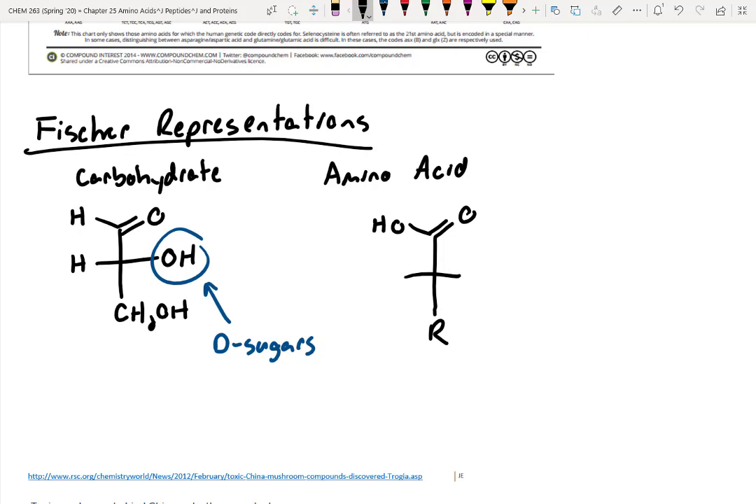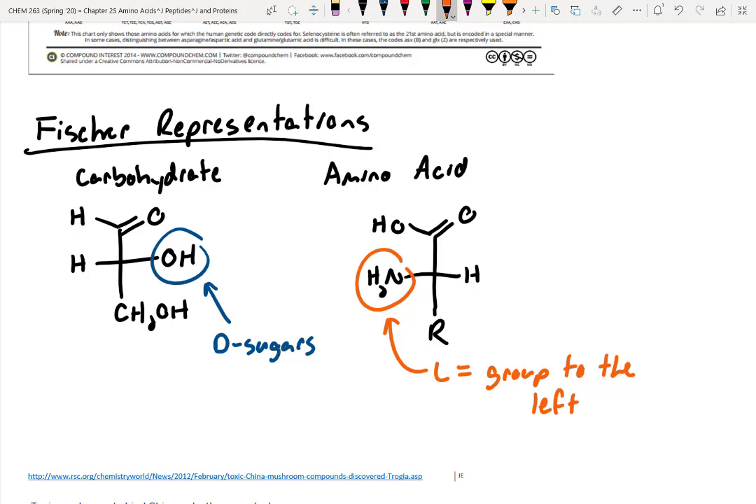And when we do this, we still need our amine, but this time it's going to be off to the left, not off to the right. And so this time, because it's off to the left, we need to use a different designation. We can't call it a D amino acid because it's not off to the right, it's off to the left. So we call this an L amino acid. So L equals group to the left.